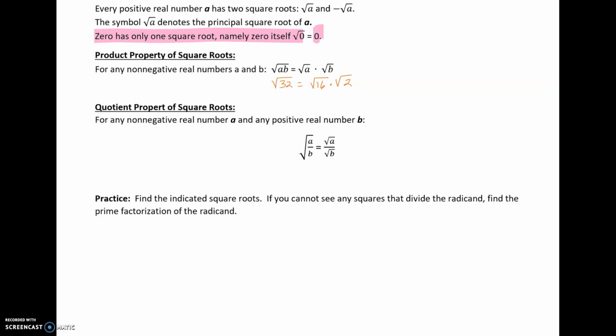Quotient property of square roots. For any non-negative real number A and any positive real number B, the square root of A over B equals the square root of A over the square root of B. An example of this might be the square root of 2 ninths. Why would I want to separate that? Well, the square root of 2 is not a perfect square, but the square root of 9 is. So I could leave that as the square root of 2 over 3. So that's kind of what these properties are used for, and we'll get into them more as we start simplifying.